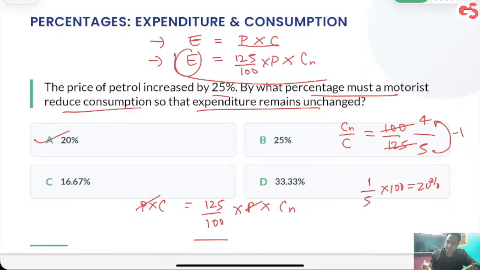There's one more way of answering the same question, and that goes like this. I'll wait for 10 seconds so that you can just write this.